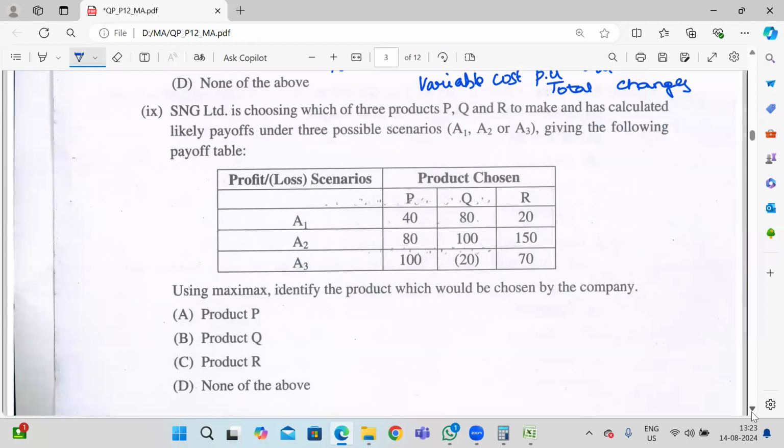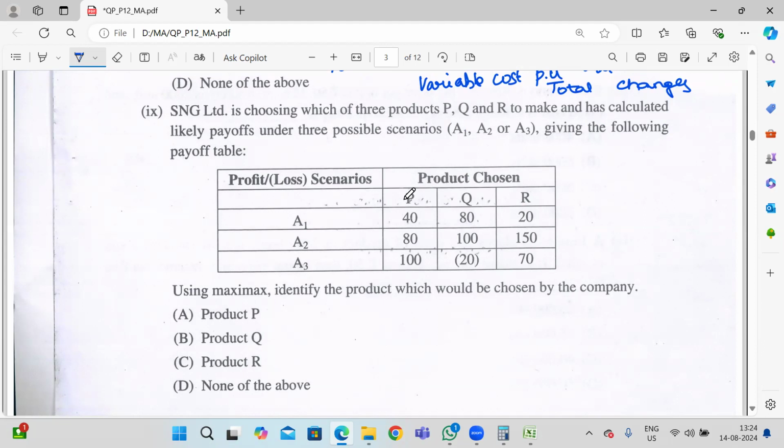Then SNG is choosing which of the products P, Q, R to make and, as calculated, likely payoff under three possible scenarios A1, A2, A3, giving the following payoff table. So we have three scenarios and we have three products. Using Maximax, identify the product which would be chosen by the company. They have asked to identify the product which should be chosen.